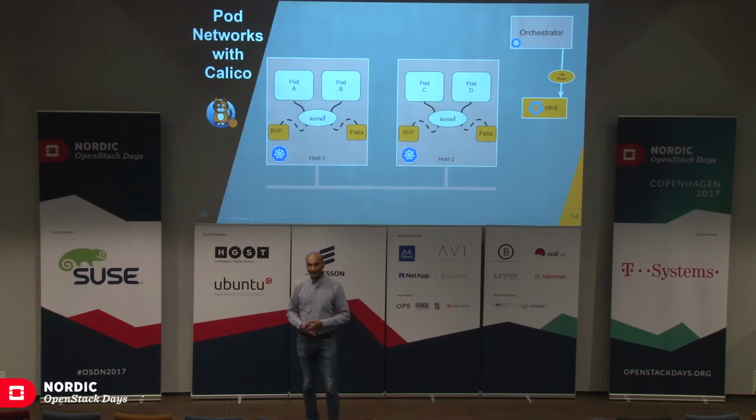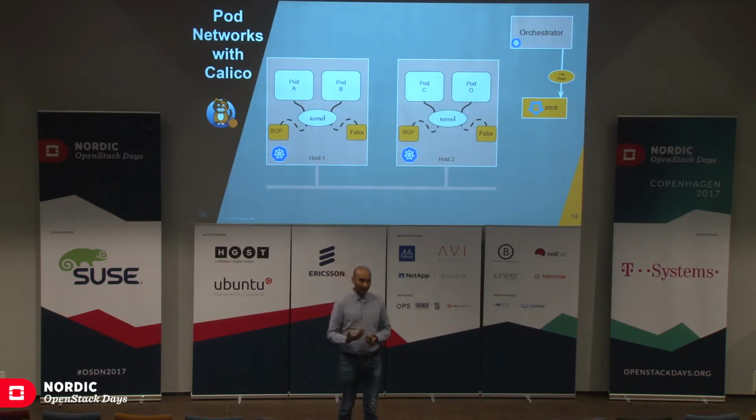Alongside Felix, we have another daemon, a BGP daemon, which creates a full mesh among all the Calico nodes. This is something that is auto-configured by Calico. And what we do is those pod addresses, we advertise to each other, to every other node in the cluster using standard BGP. Why do we use BGP?